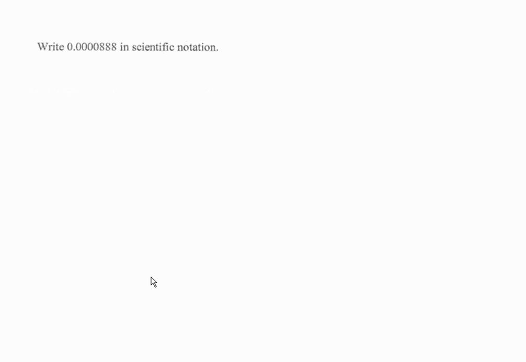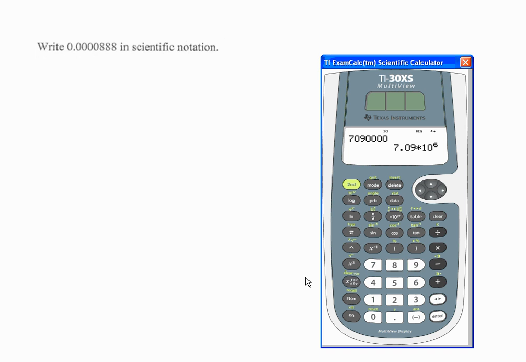Taking a look at another problem here, we're going to write this number in scientific notation. So we pull our calculator up. And once again, all you have to do is to make sure that you enter this in properly. So 1, 2, 3, 4 zeros, and then 8, 8, 8. And then you just hit enter, and it turns it into scientific notation for you. So this is 8.88 times 10 to the negative 5th.